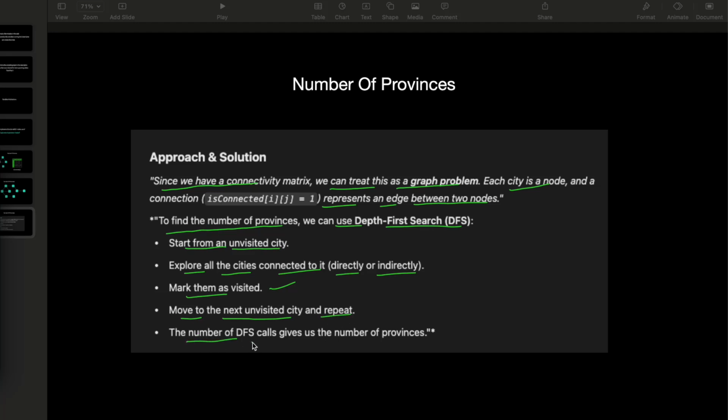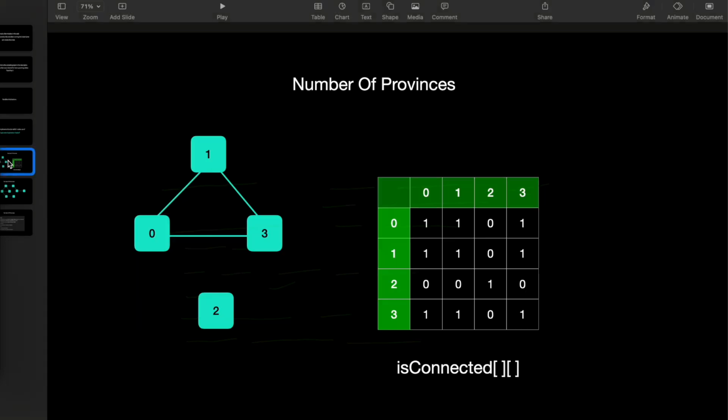The number of DFS calls gives the number of provinces. And why is that? Let's take this as an example and do the DFS here. Imagine we start from city 1. From city 1, we visit city 0, and from city 0, we visit city 3. Now we cannot go anywhere else, so the DFS is completed. But city 2 is not visited.